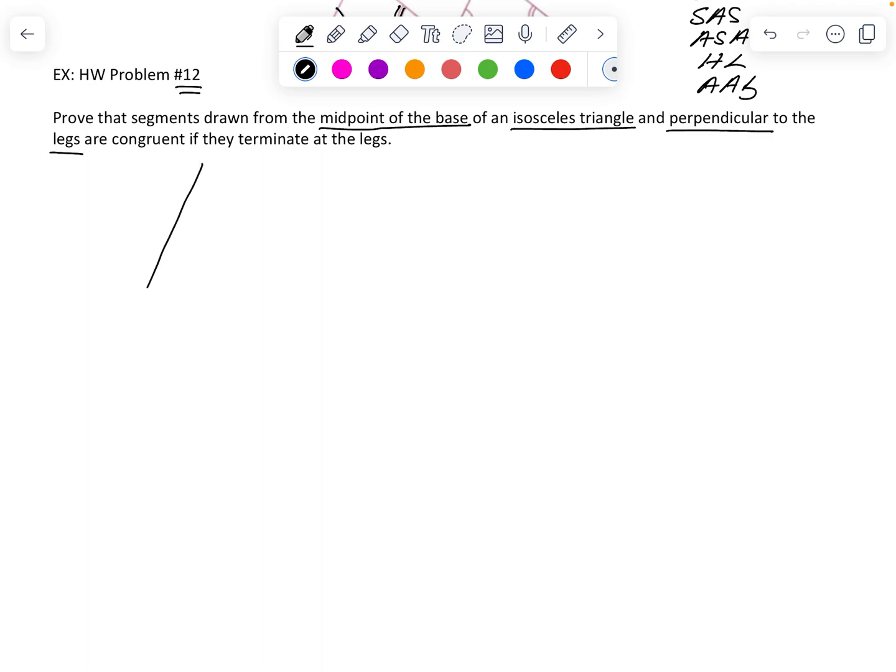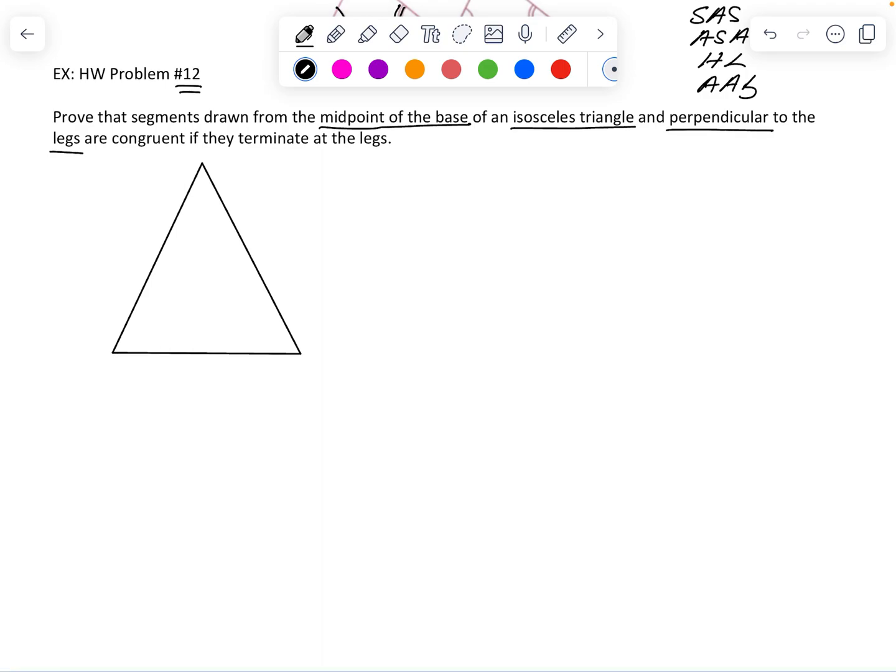So let's start. We're going to start by drawing an isosceles triangle to the best of our ability. Here's our isosceles triangle. Our sides are going to be congruent. Let's mark this as A, B, C. Now, midpoint of the base. Here's my midpoint of the base. I'm going to call it M. And we're drawing segments perpendicular to the legs. So it's going to kind of look like this. All right, that's our picture.